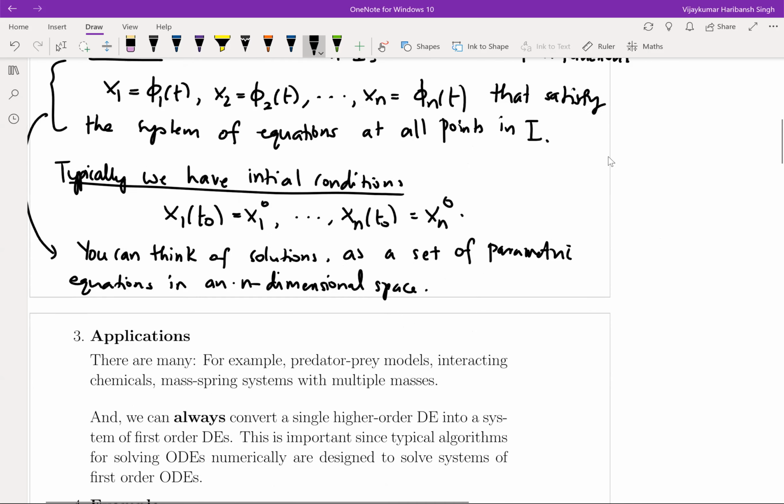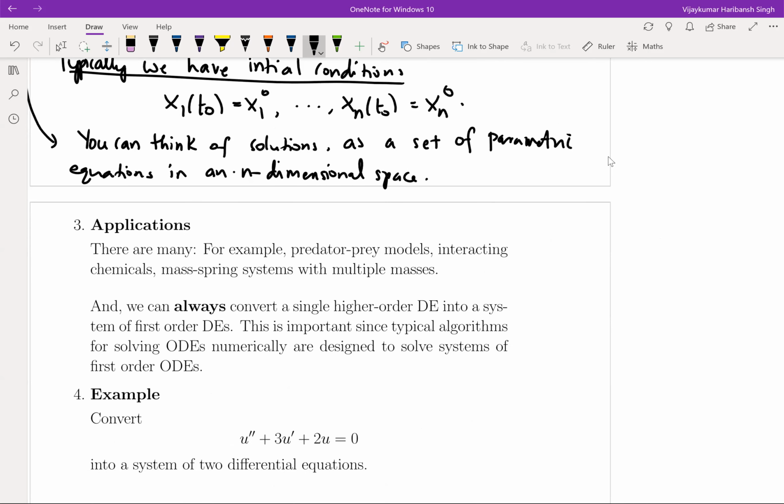Okay. All right. So as we already gave an example of the predator-prey model, there are other examples where this can be applied. One of the other applications is you can convert a single higher order differential equation into a system of first order differential equations and solve it. You will say, is there any merit to it? Well, the merit is when you're doing algorithms for solving ODEs numerically. We'll see an example.